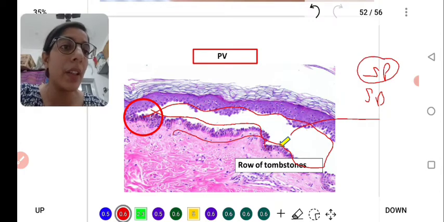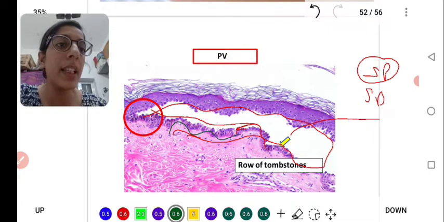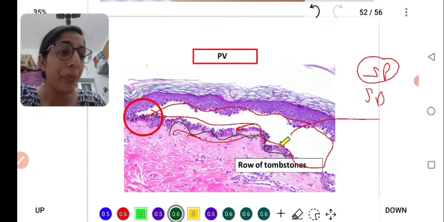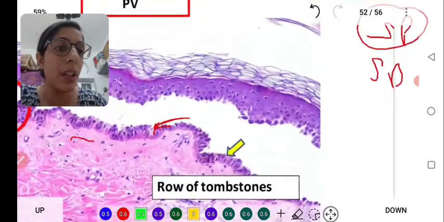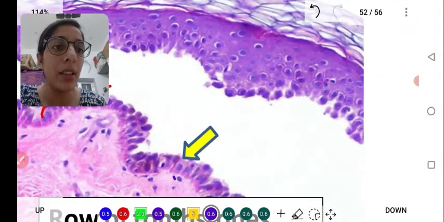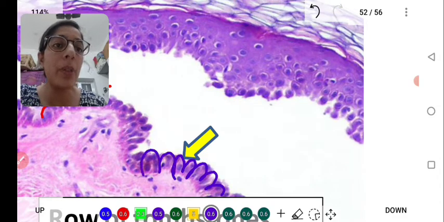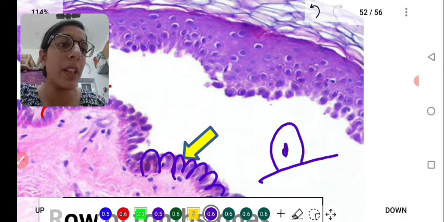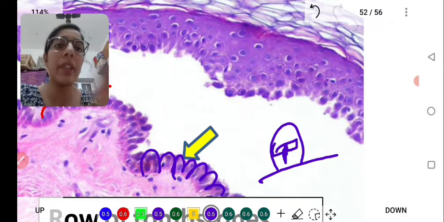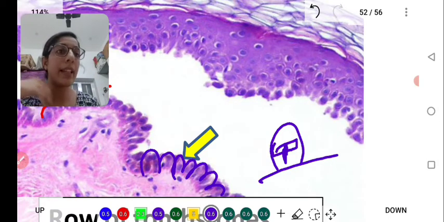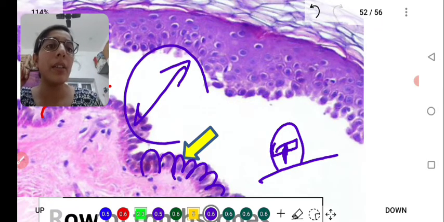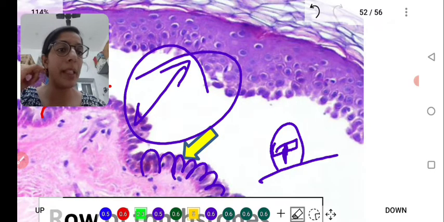Okay, this is the layer of the stratum basal, and this line you can say is the dermoepidermal junction. And when you see this image, look at the basal layer, it will appear like a tombstone. You know, in a grave, the stone that is placed, and on top of it words are written, this person from birth to death date, that is known as a tombstone. This is the appearance given by the stratum basal in pemphigus vulgaris, with this kind of space between the stratum spinosum and the stratum basal.